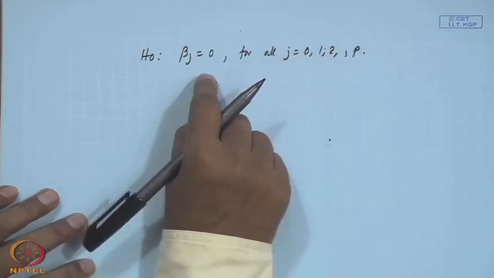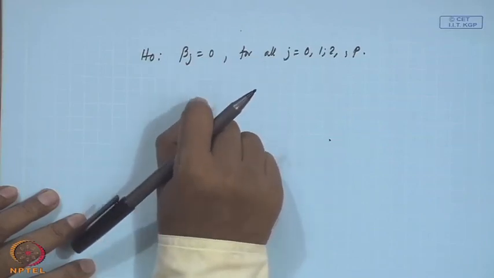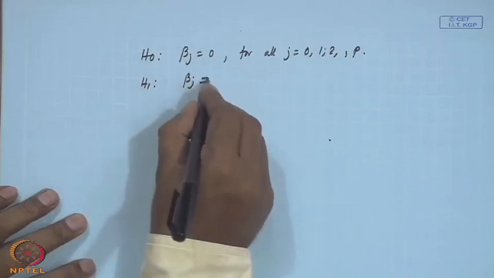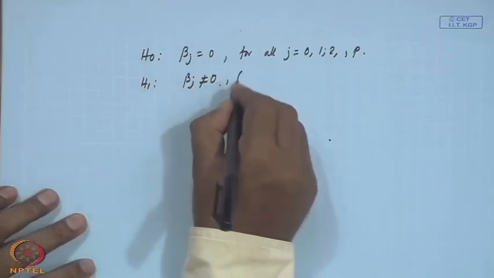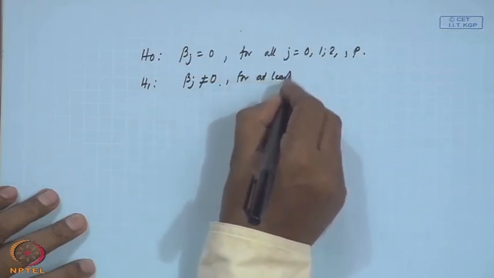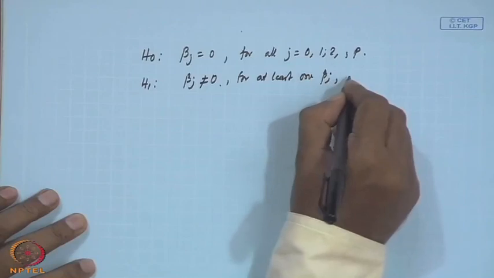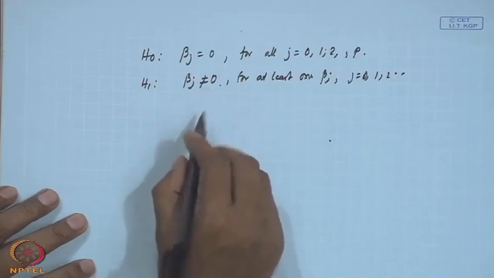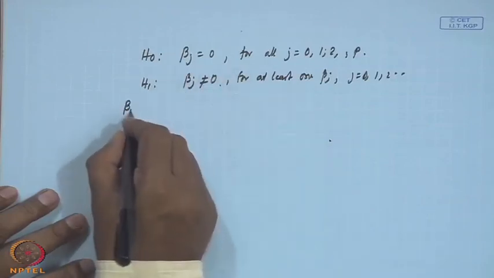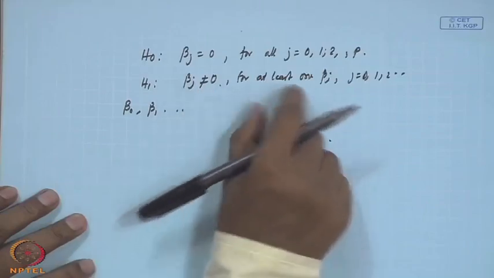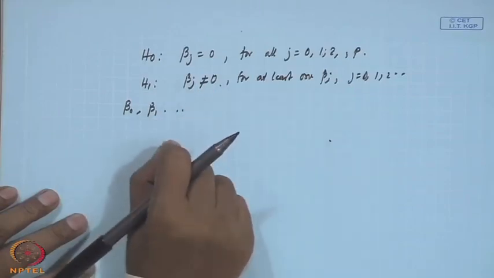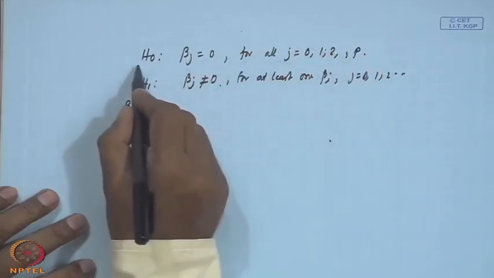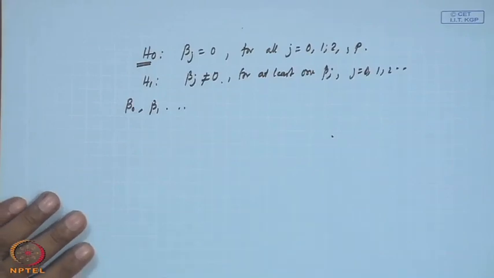That means there is no regression coefficient which is significant, and our alternative hypothesis is that there is at least one beta j not equal to zero. So, that means if beta 0, beta 1 or any one of the beta parameters is significantly contributing in explaining the variability of y, then this H 0 will be rejected.